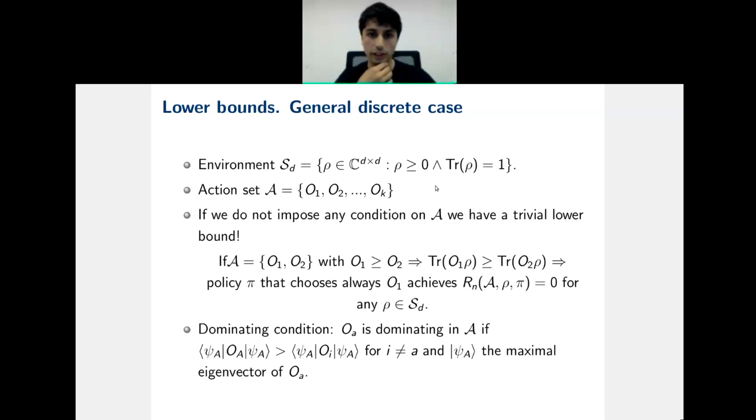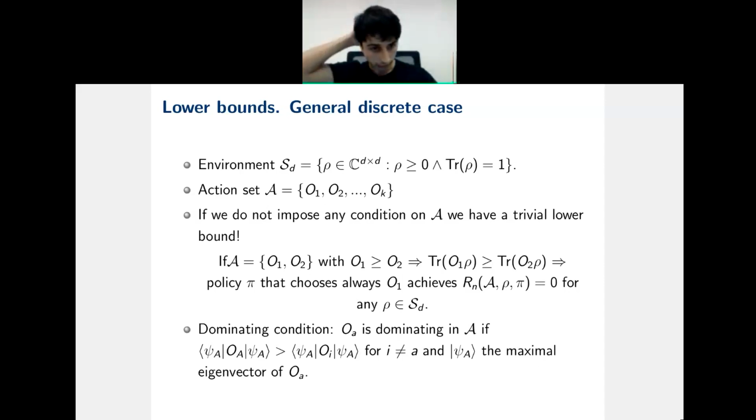Note that if we don't impose any condition on the action set, we have a trivial lower bound. Why? For example, if there are only two observables, and one is bigger than the other in a matrix sense, then for any quantum state rho, the expectation of one of these observables will always be greater than the other. Since the minimax regret is a minimization over all policies, there is always a policy that chooses the observable one as its action. So the regret will always be zero because we are always choosing the best action.